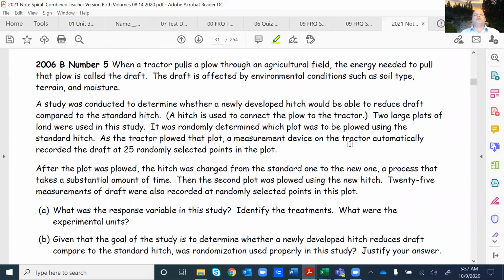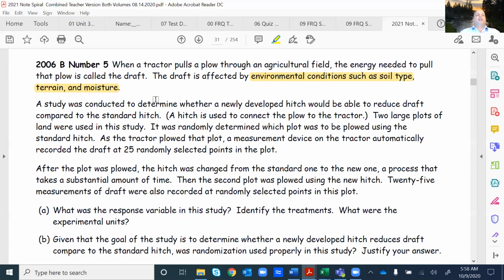When a tractor pulls a plow through an agricultural field, the energy needed to pull the plow is called a draft. The draft is affected by environmental conditions such as soil type, terrain, and moisture. That's probably important. So the draft, or the energy, the pull of the plow, is affected by soil type, terrain, and moisture. That makes sense. Rocky soil is probably harder to go through than soft soil. Just, and I'm not a redneck, but these are my best guesses.